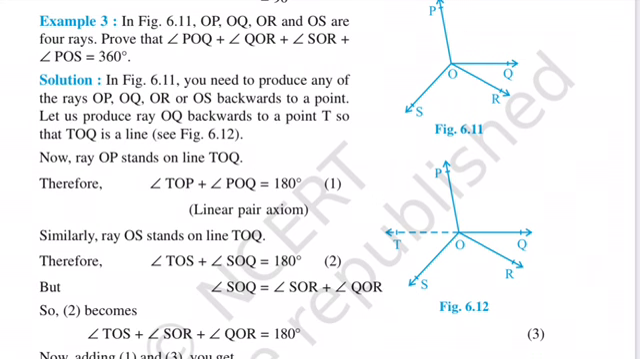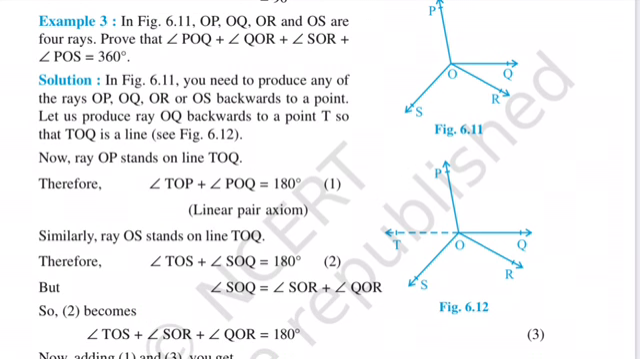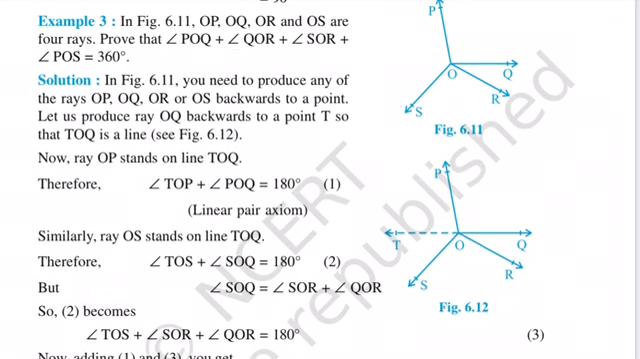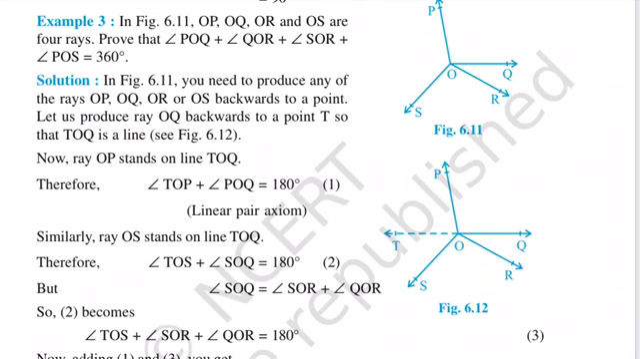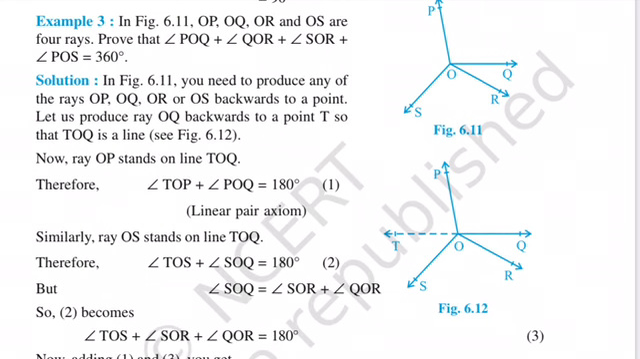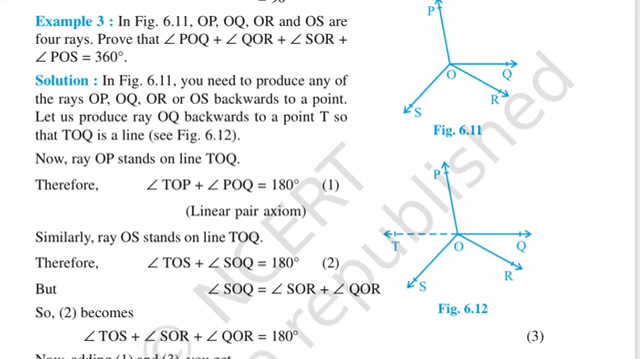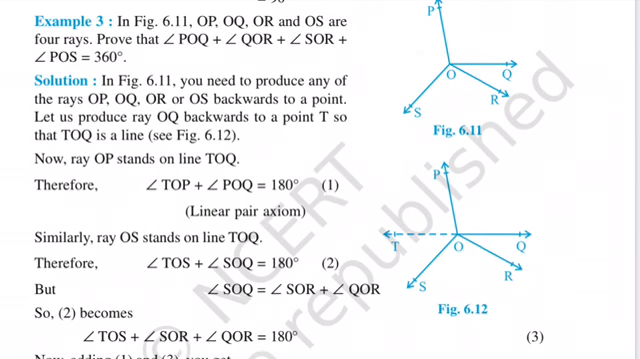To prove it, we have to make a construction. And what is the construction? This is a very important part of this question. The questions that need a construction for their solution, these types of questions are very important. That's why this question is a very important question. We have to produce any one of the rays backward. Any one of the rays, OP, OQ, OR, OS, any one.